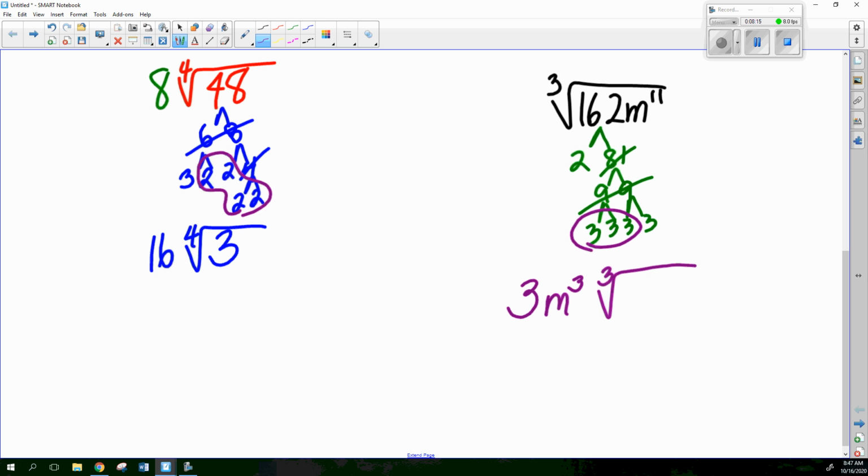What number is left over? What's my constant? 6. And then if I used 3 sets of 3, I use 9 m's. How many are left over? 2. All right? Questions?